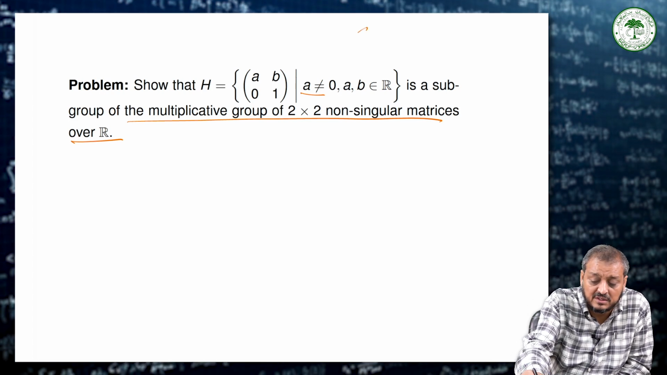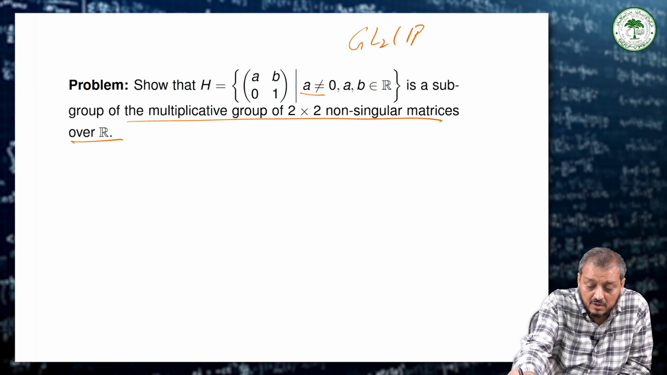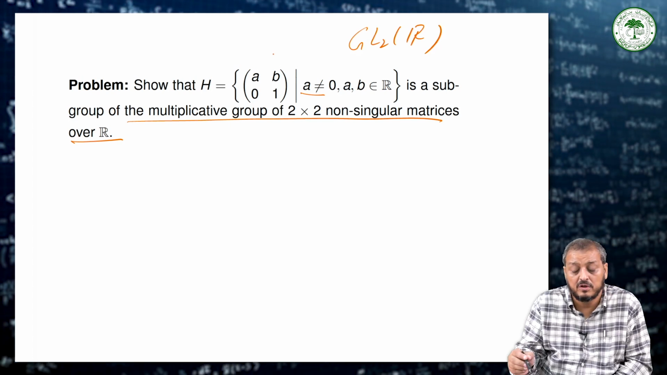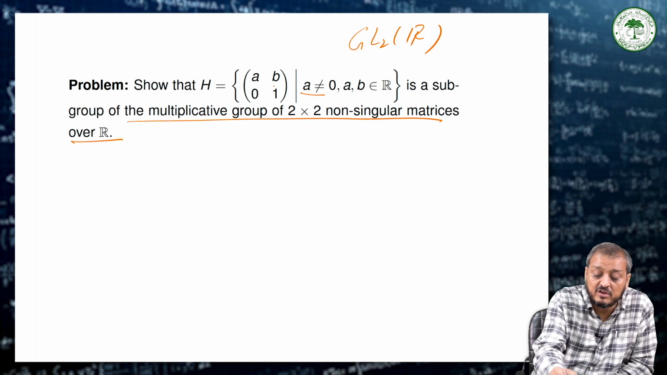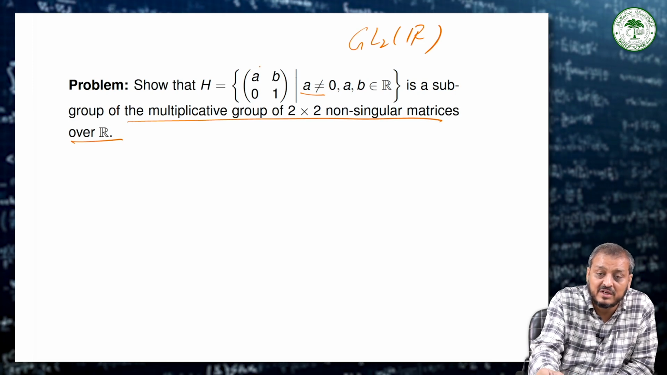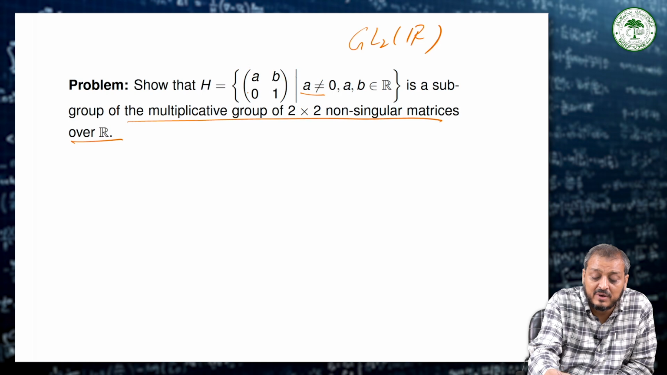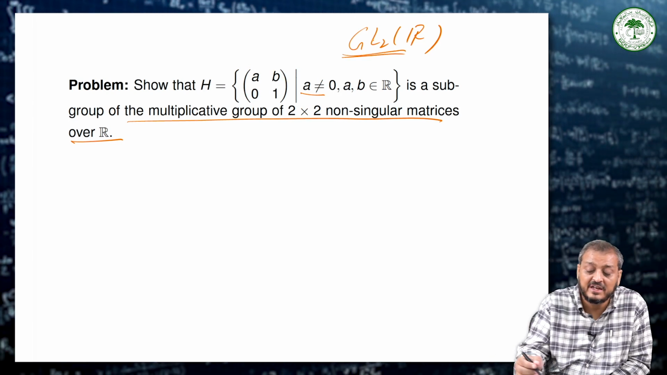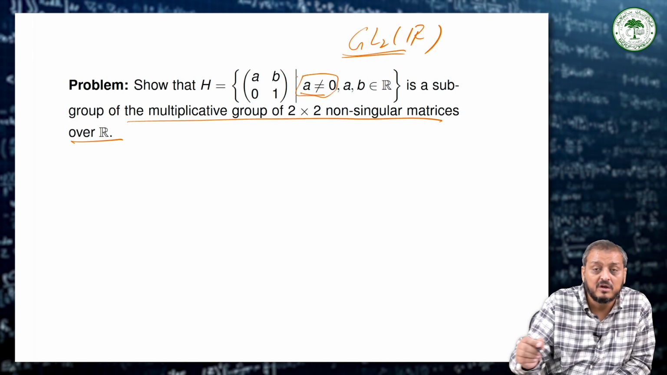Also we can say that this is GL2. Here we impose that A should be not equal to 0. Why A not equal to 0? If A is equal to 0, then this matrix does not belong to this, so H is not a subset of GL2R. That's why we have to impose that A should be not equal to 0.